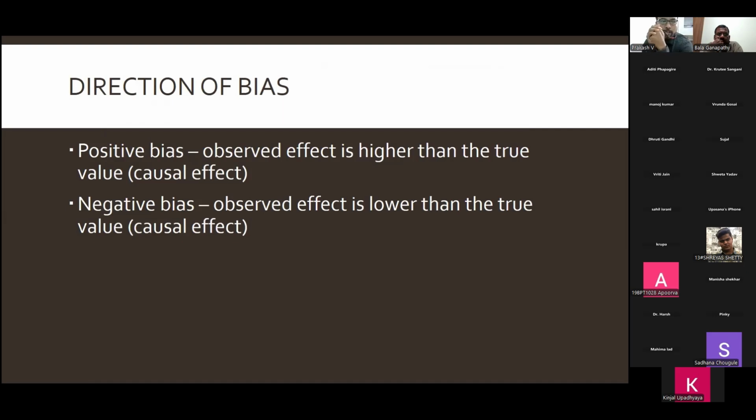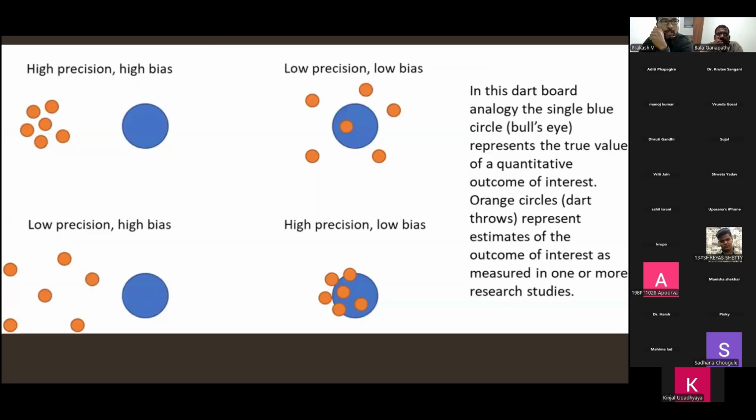The direction of bias, I portrayed that it can go both ways. You can have positive bias, negative bias, meaning you may underestimate or overestimate study results. It's a simple thing that shows how bias can influence.